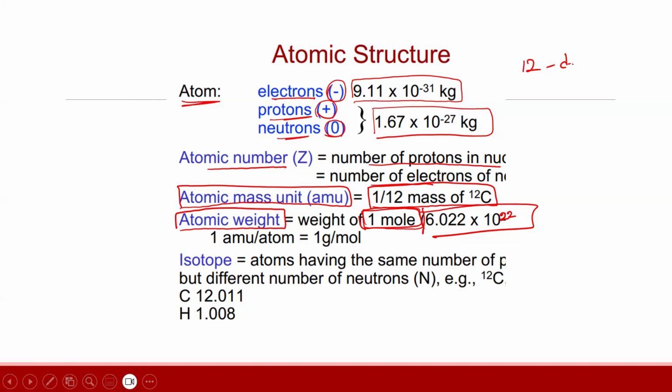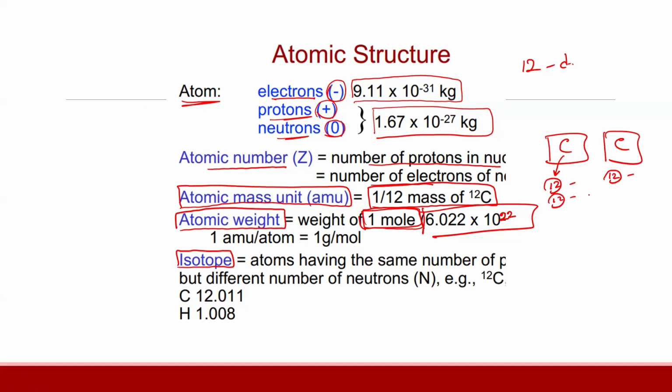And the other thing is, we call something isotope. So what do we mean by isotope? That means we can have 2 types of carbon, for example. In both the carbon, we have 12 electrons and 12 protons. But we can have different number of neutrons. So this can be 12, but this can have a 13. So these both are carbon, but they are very similar. The only difference here is the number of neutrons.